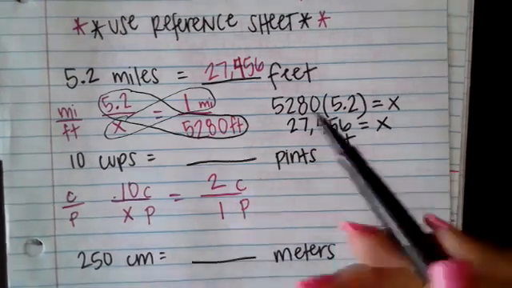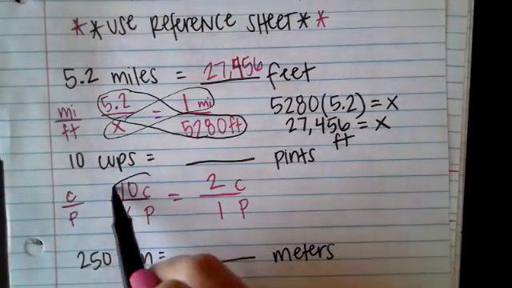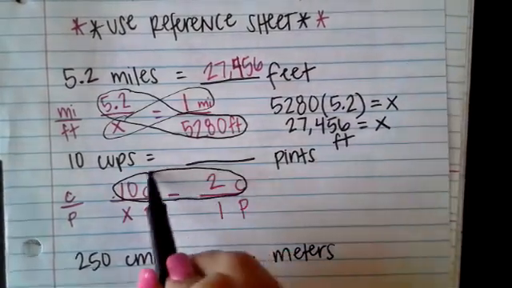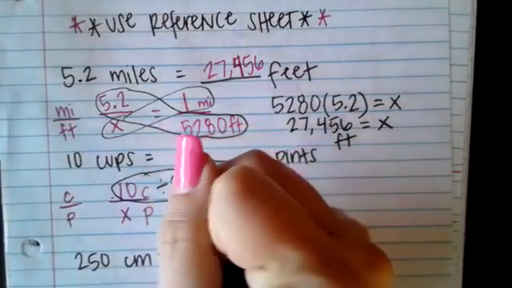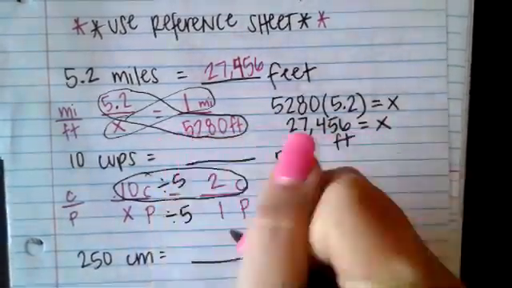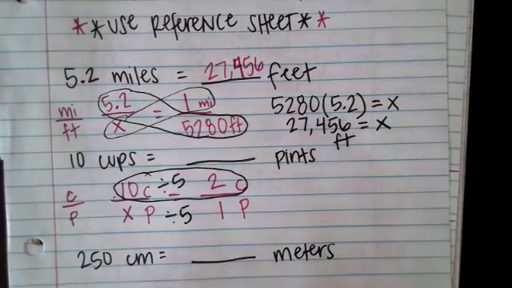If I use the cross rows method, looking across, I notice that to get from 10 to 2, I am dividing by 5. So I have to figure out what divided by 5 is equal to 1.